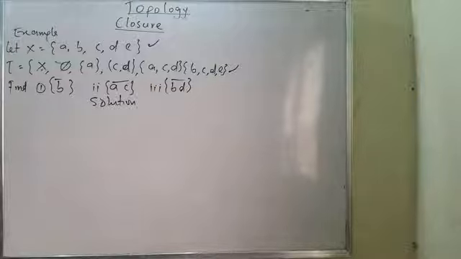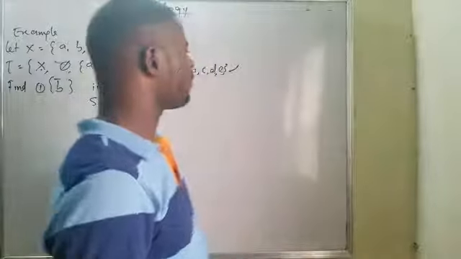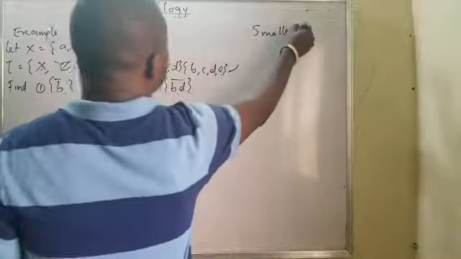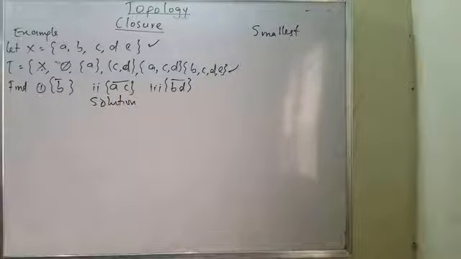The first thing I will do comes from the definition. From the definition, to find the closure of a particular set, we find all the closed sets containing the set and then select the smallest, the least. Don't forget, you have to select the smallest element. That is very, very important. Let me repeat: to find the closure of a particular set, we find all the closed sets containing the set and then select the smallest of them.